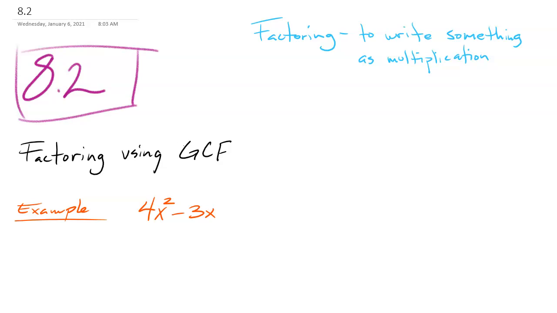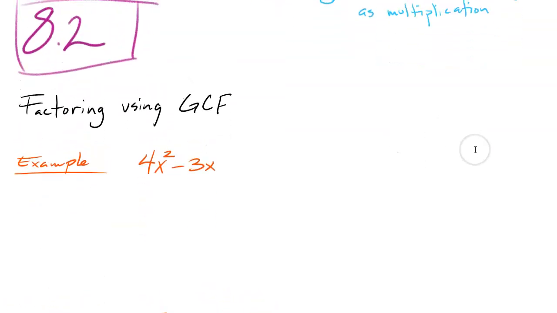If we look at this first example I've written in orange, 4x squared minus 3x, our goal is to figure out how I can write this information as something being multiplied. The reason we go through this whole process is that writing something as being multiplied is a very easy way for us to find answers later on. Since there are a lot of ways to factor, it takes up a whole chapter. So that's our goal.